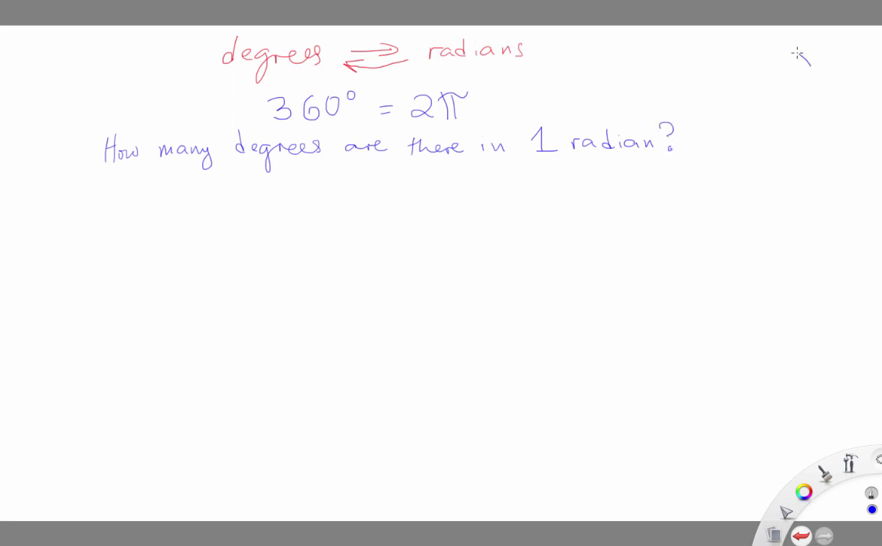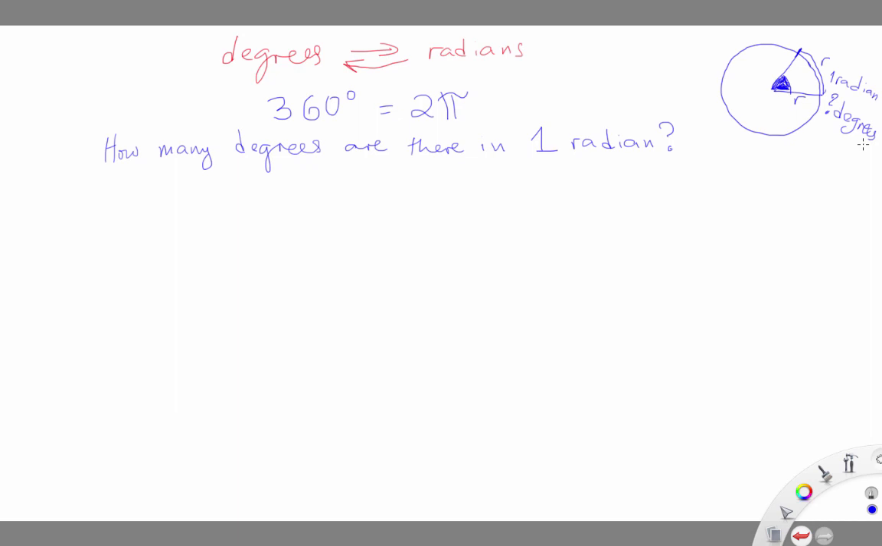So think about it. When I draw a circle, I measure the radius r, and I put the radius along the circumference of the circle. This angle here is equal to 1 radian. So the question is, how many degrees is this equal to?